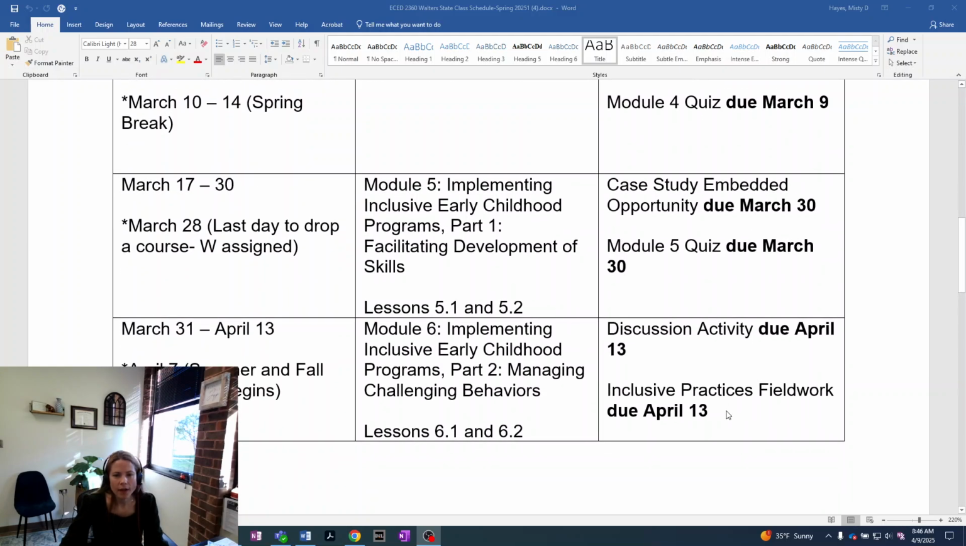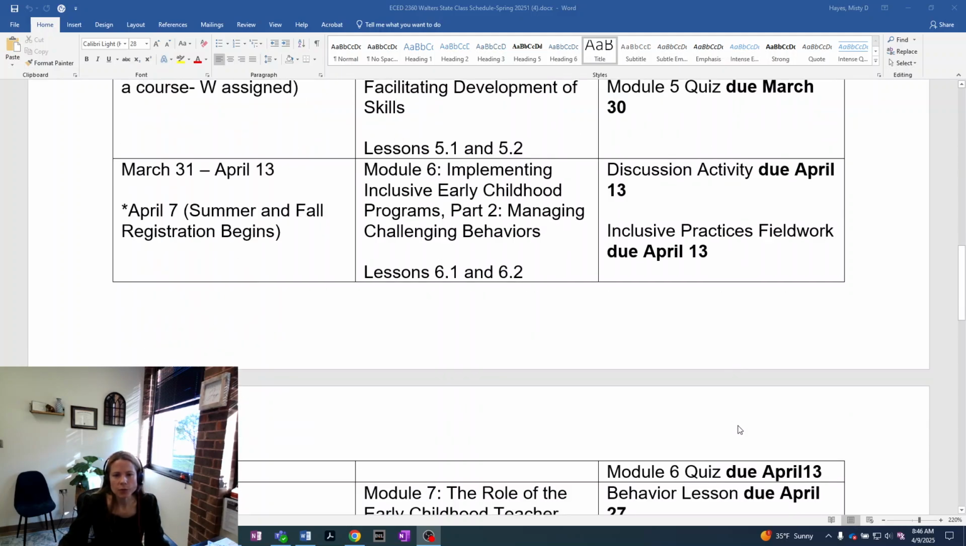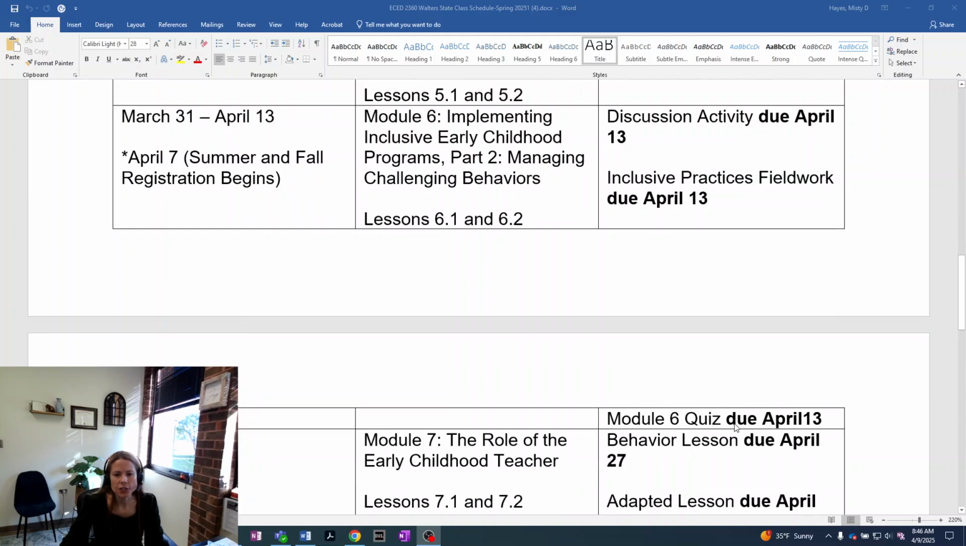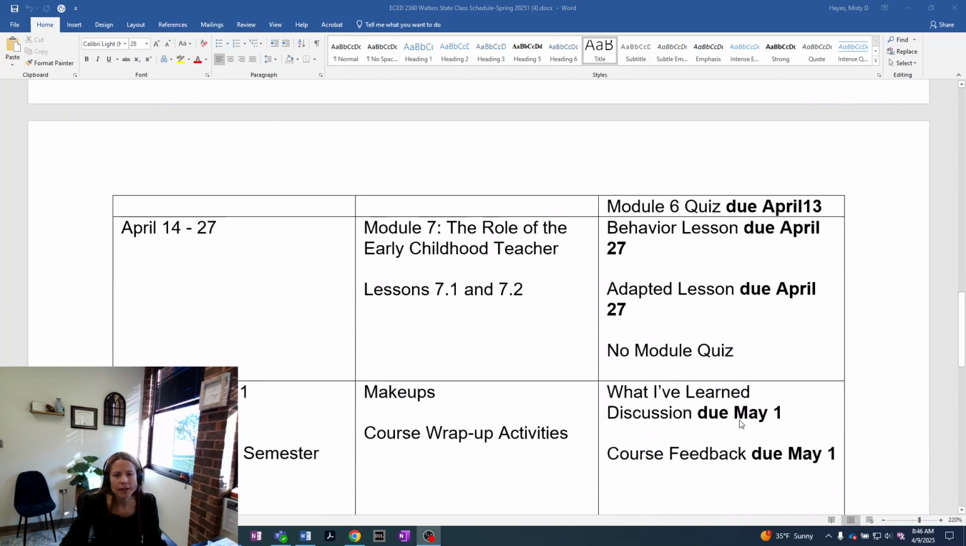Part 1 we did in Module 5, which is really how do you facilitate development of skills. And then the second part was really looking at managing those challenging behaviors. So now we're moving into what is your role of early childhood as a teacher. That's where our focus is going to be for this module. As you can see, this is going to continue your work with your case study child.